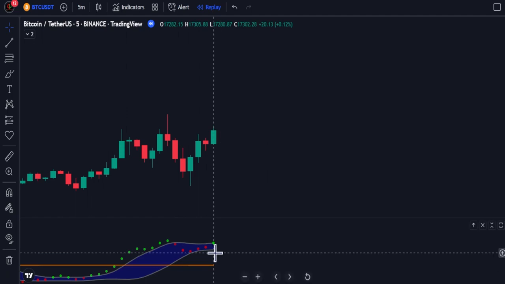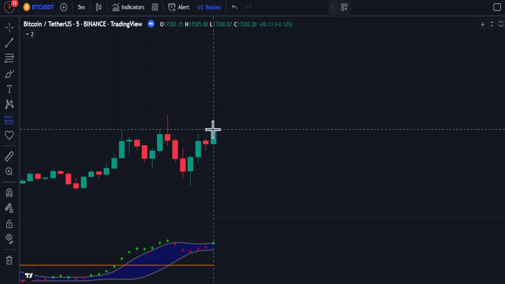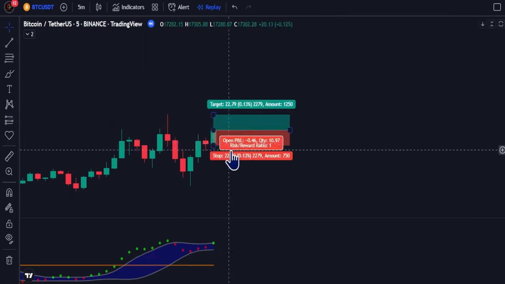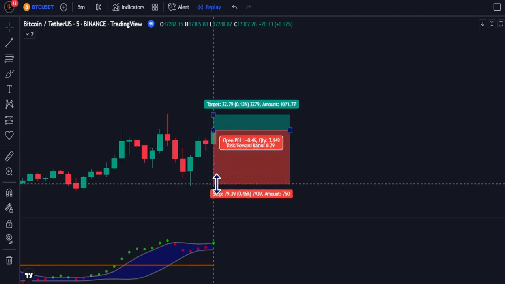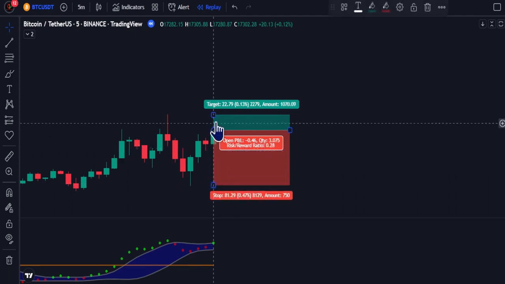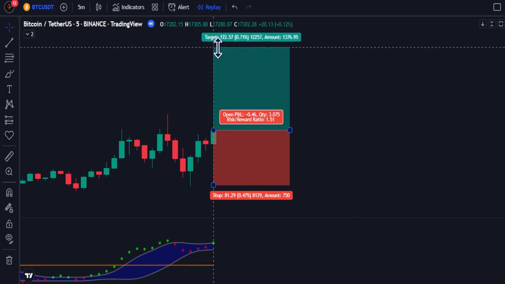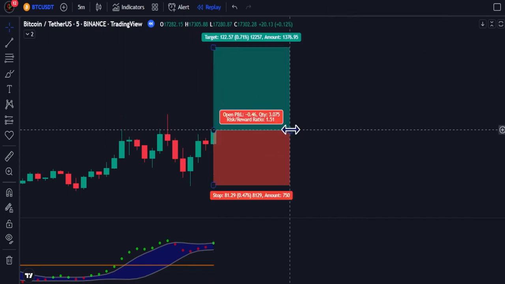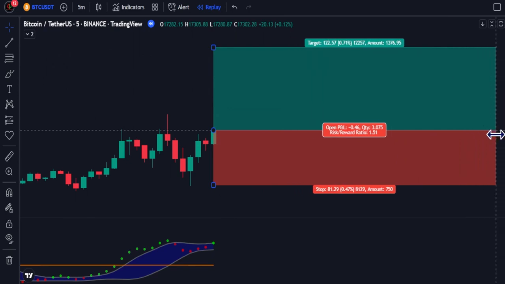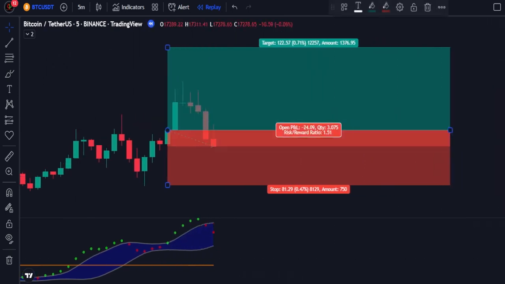Once the dots switch back to green, we will enter into the position if the dots are still above the zero line. Since this is the case, we will enter into a buy position. We will be putting the stop loss at the recent swing low. For the take profit, we will target a 1.5 times risk to reward ratio. Let's see how the trade plays out.